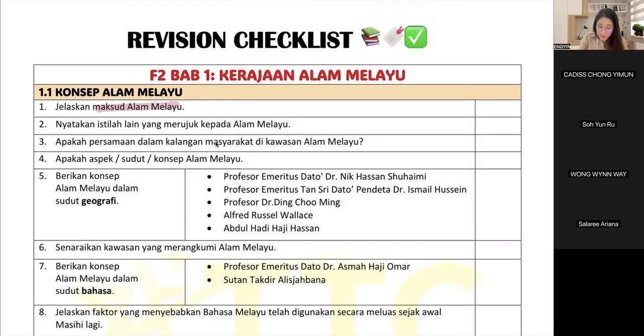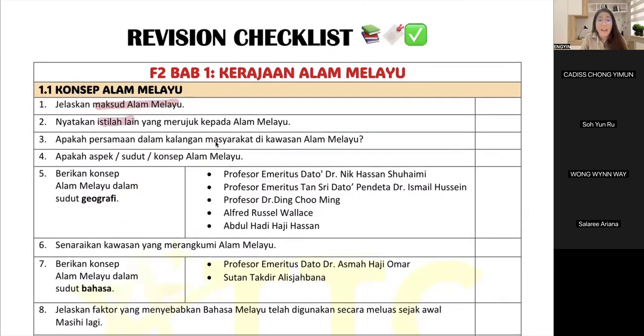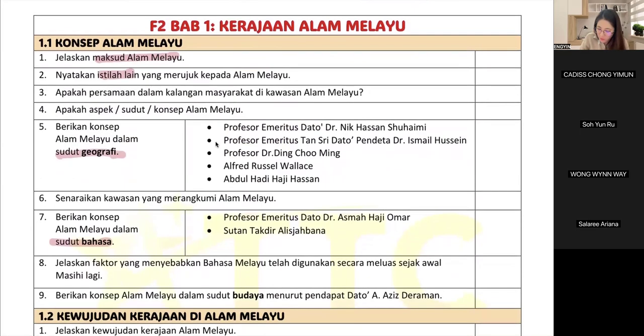Okay, I know some of you will say, teacher, I don't understand how to do revision. Now you see, if you know this already, you know what the maksud is, you know the istilah lain, is there any other name for Alam Melayu, you know all these things. You know the geography perspective, the bahasa perspective, the budaya perspective, what the professors mentioned about Alam Melayu. If you remember 1.1, then it's time to jump to the questions.